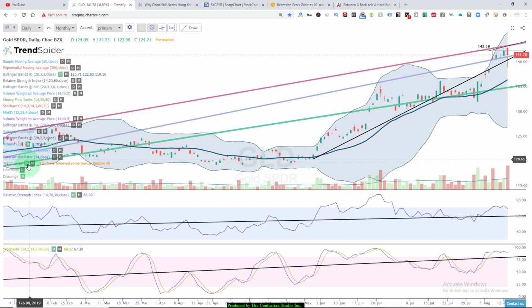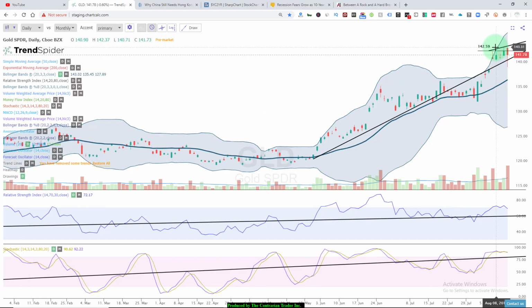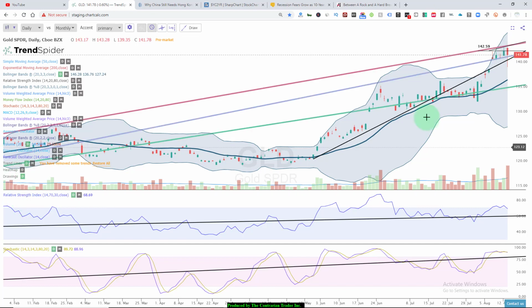So if you're just simply looking at the topping tails and you're on TrendSpider and you want to validate your opinion that, wow, in all probability we have resistance above, simply click a button and there you go. There's your resistance levels.